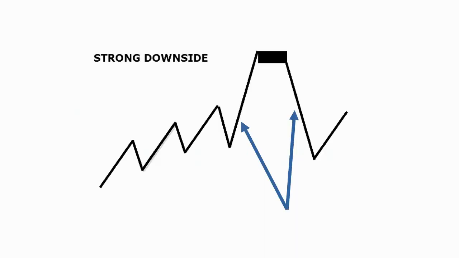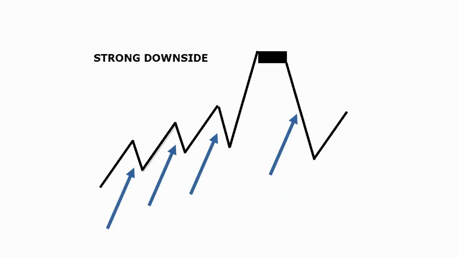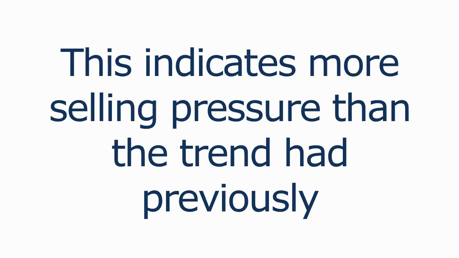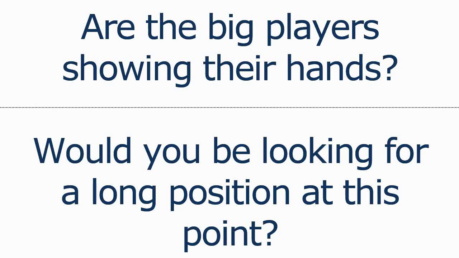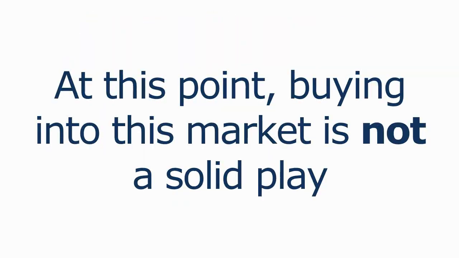Here, price had printed an interesting event to the upside, and now price prints an interesting event in the pullback. If you compare the lengths of pullbacks, you can see that the last pullback is much more violent and larger than any of the previous ones. This indicates much more selling pressure than this trend had previously encountered. Are the big players showing their hands? Would you be looking for a long position at this point? And hopefully, you just said you would need to see more evidence of upside potential, but at this point, buying into this market is not a solid play.